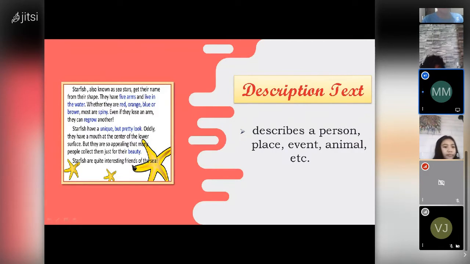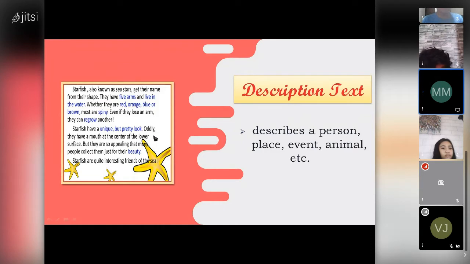This text is an example of description text because this purely describes what a starfish is. Okay, so what are the words that describe a starfish? Can you give them? Again, what are the words that describe a starfish? Yes, Ino. Ino, please speak louder.